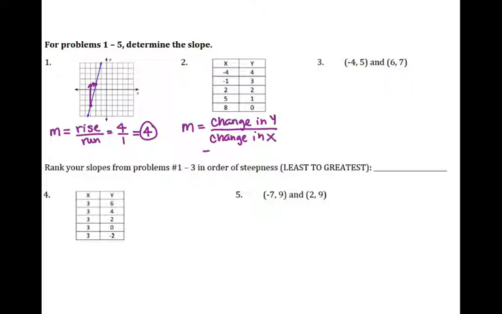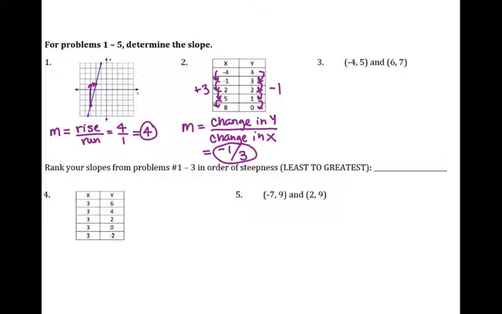So if I look at my table, I want to see what is happening to my y's. So if I look at my y values, each time it is decreasing by 1. So I'm going to write -1 on my y side, and then I'm also going to look at my x values because I want to see what the change in x is. Well, for my x's, I am adding 3 each time. So change in y is -1 over my change in x, which is 3. So my slope for that is -1/3.